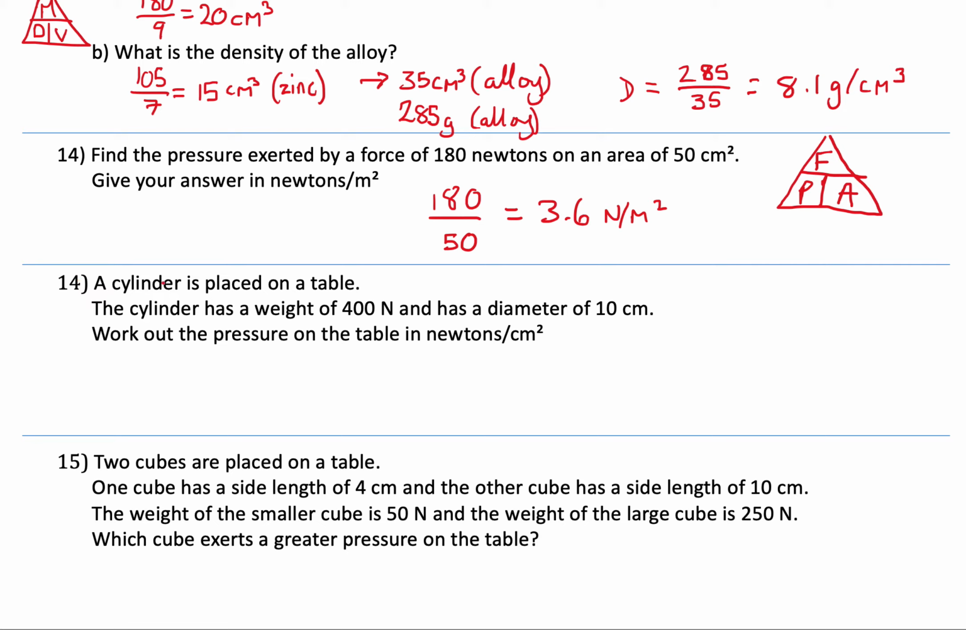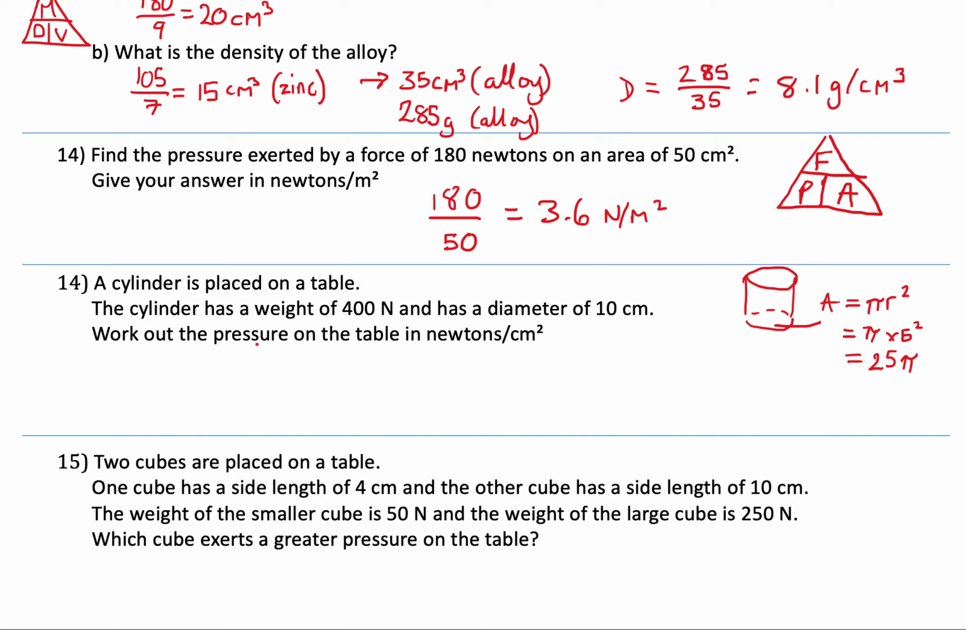Another number 14. Whoops. A cylinder is placed on a table. The cylinder has weight 400 newtons and a diameter of 10 centimetres. Work out the pressure on the table. So the surface which is transferring this pressure, if it's a cylinder, will be a circle. Okay, so it's all to do with the surface that's transferring all the force. So we need to work out the area of the circle. So hopefully you remember that area is pi r squared. And if the diameter is 10, then the radius must be 5. And leaving this in terms of pi, that will give us 25 pi.